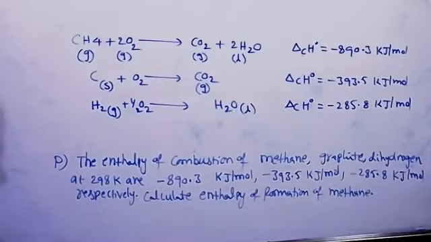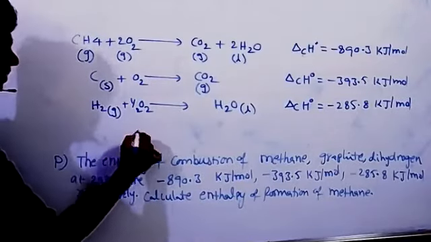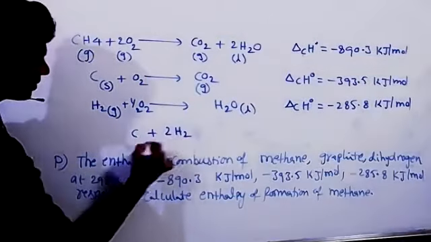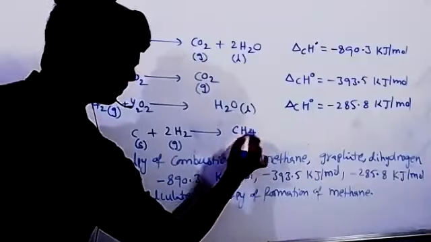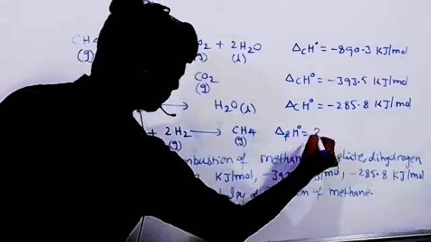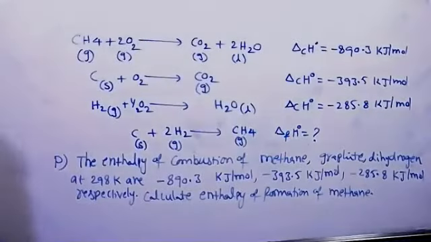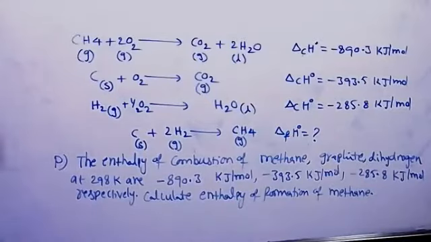So the required equation is: we want to calculate the enthalpy of formation of methane. Methane is obtained from the element carbon, solid, and two hydrogen molecules, gas, giving CH4. This one we have to calculate. So, completed? How much did you get? Final answer? The enthalpy of formation of CH4 is minus 74.8.